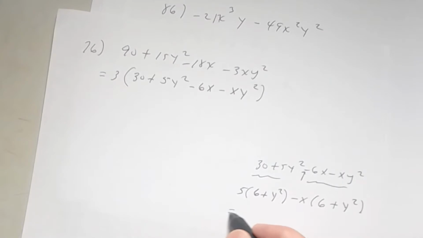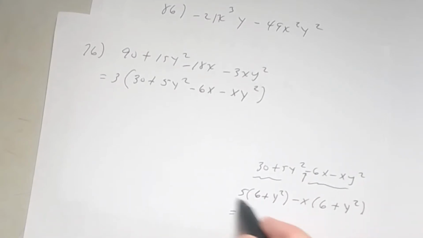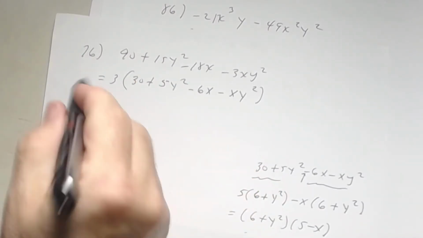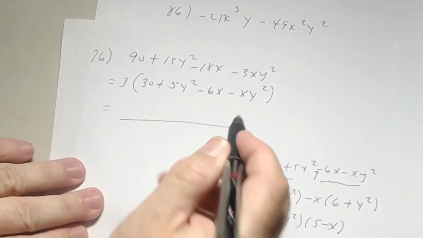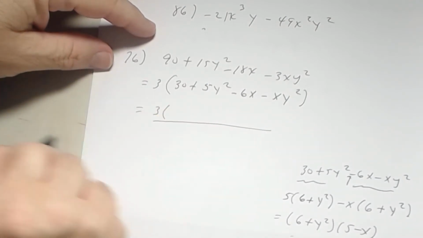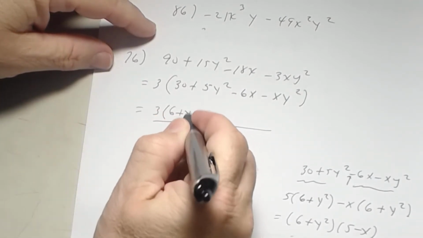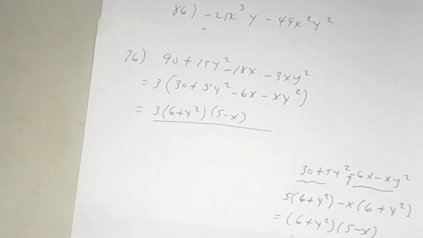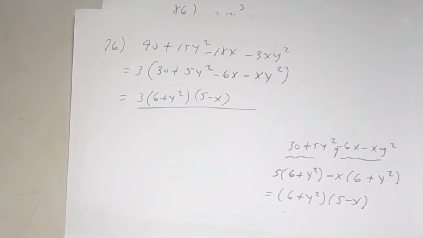Over to the left. So when I factor this that I'm underlining, what's going to be the answer? 6 plus y squared multiplied by 5 minus x. Is that what you're going to put in the blank for the original problem? No, you've got to put the 3 in front of it, because you factored out a 3. So 3 times 6 plus y squared times 5 minus x. Yeah. So that was factoring by grouping.